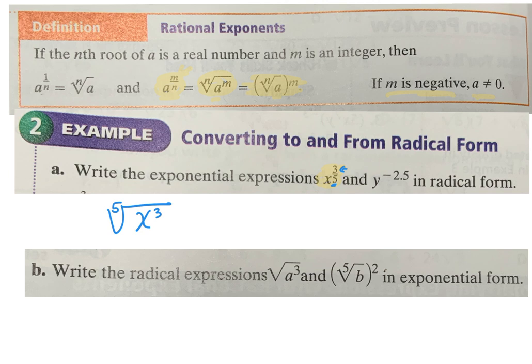All right, let's look at y. For y, first of all, we have a negative, and it's 2.5. 2.5 is not a fraction. I can write it as a fraction. What is 2.5 as a fraction? 5/2. Yeah, 5/2. So negative 5 halves.